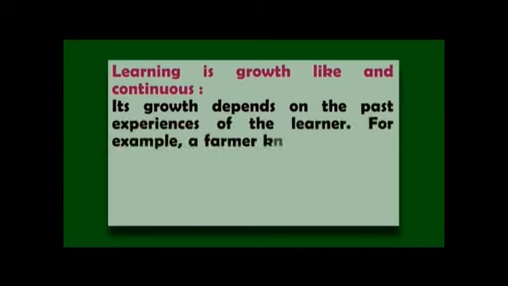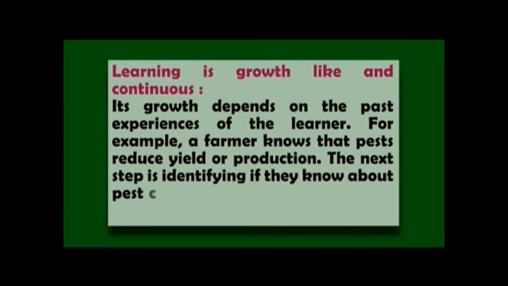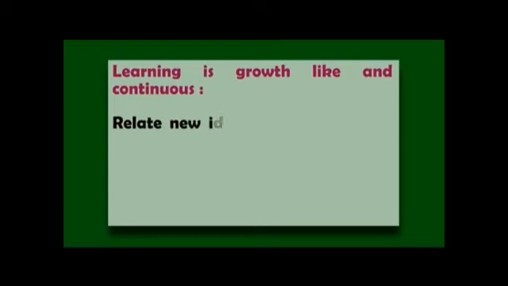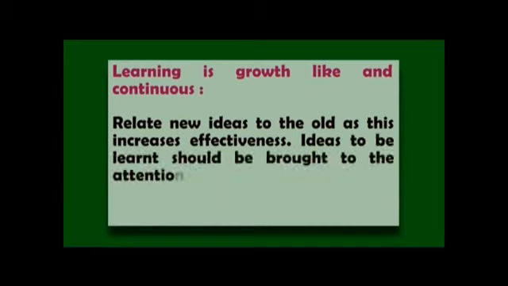For example, a farmer knows that pests reduce yield or production. The next step is identifying if they know about pest control on their farms, and from there introduce the use of pesticides. Relate new ideas to the old as this increases effectiveness. Ideas to be learned should be brought to the attention of the learners repeatedly.